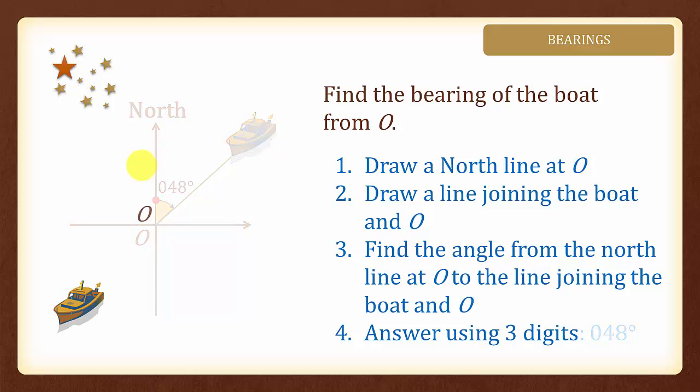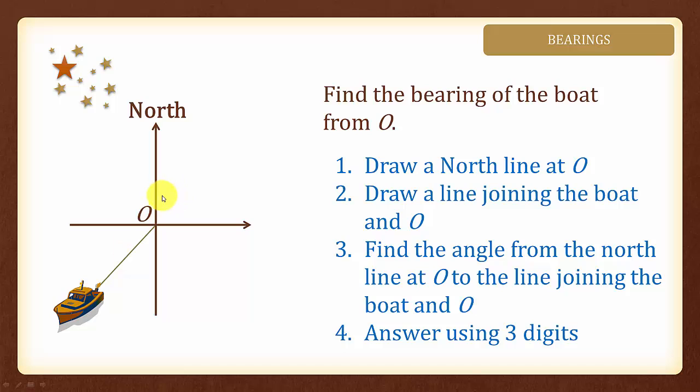Let's look at another example here. And this time round, the boat is actually at another position. Since you're asked to find the bearings of the boat from O, we will draw a north line from O. Next, we will draw a line joining the boat and O. Finally, we will find the angle from the north line to the line joining O and the boat.